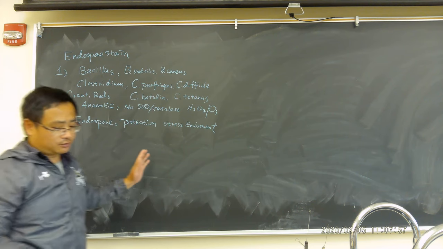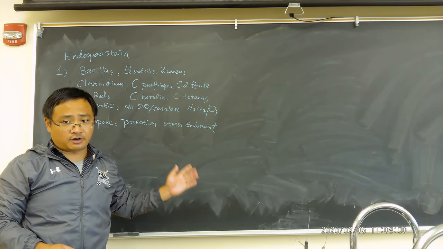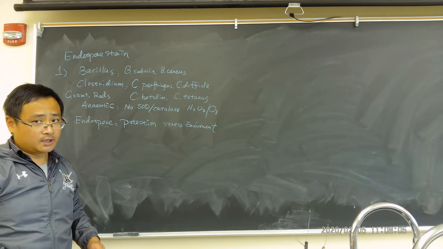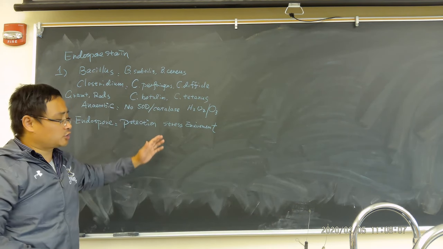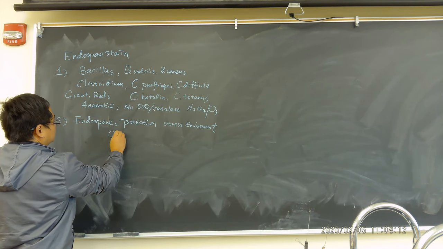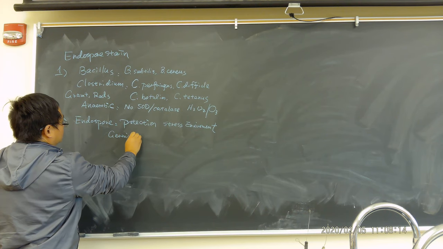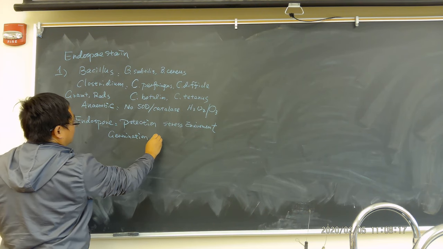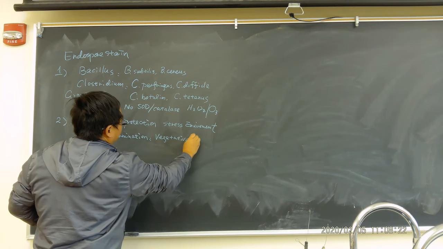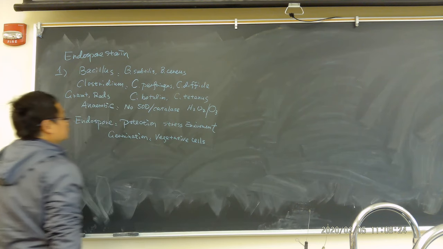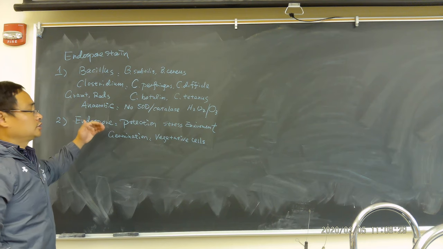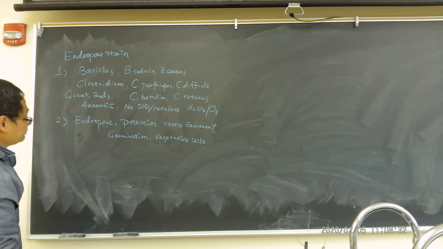Here is something we also want to mention. If the mother cell has an endospore, it does not mean the daughter cell will naturally have an endospore. If they are not in a stress environment, the endospore will germinate and become just a vegetative cell, which means a normal cell in growth will not form an endospore. Sporulation will generate endospores in a stress environment.